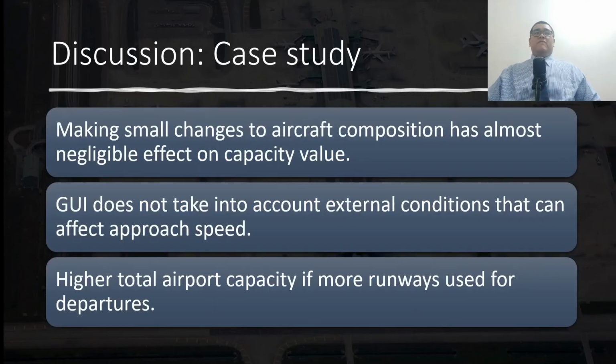Now for the case study, it is found that making small changes to aircraft composition has almost negligible effect on the value of the capacity, because the GUI does not take into account external conditions that can affect the approach speed of an aircraft. This is because in real life, an aircraft's approach speed depends on several factors such as weight, weather conditions, the use of auto throttles and such, and the GUI only considers the final approach speed. So this is why it may not represent a real life scenario. Finally, the total airport capacity is higher if more runways are used for departure.